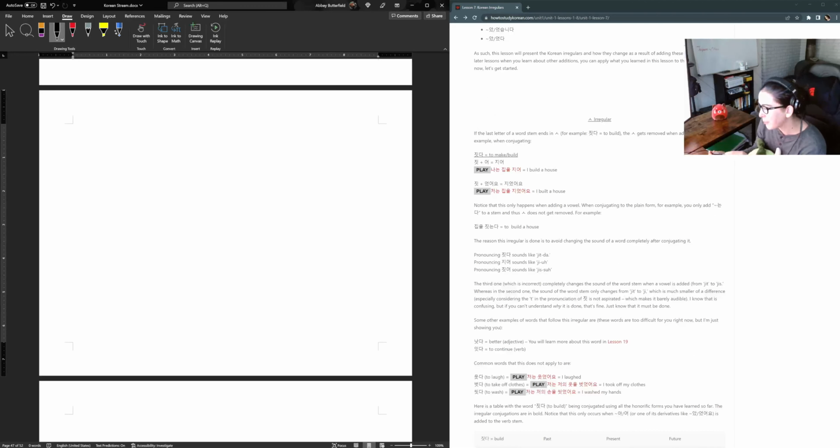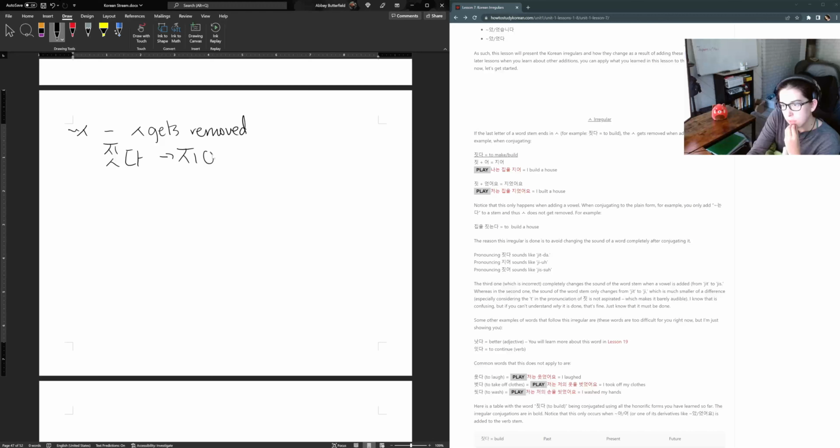We have the S irregular. If the last letter of a verb stem ends with an S, for example jita, the S gets removed when adding a vowel. For example, when conjugating jita and making it into the informal form, they just take the S out. Okay, well, let me write it: ends with an S, the S gets removed. See? Turns into jio.